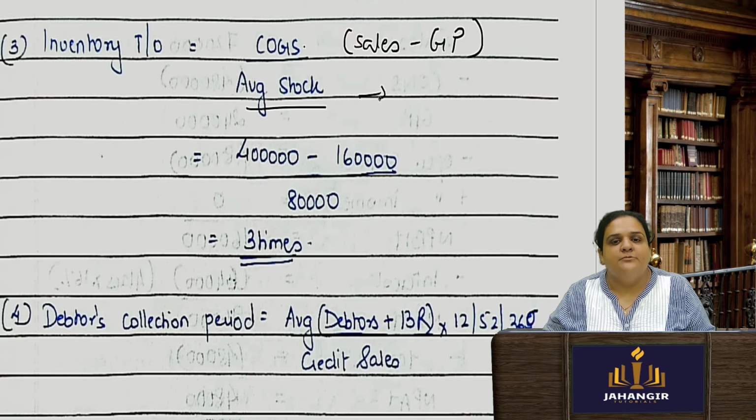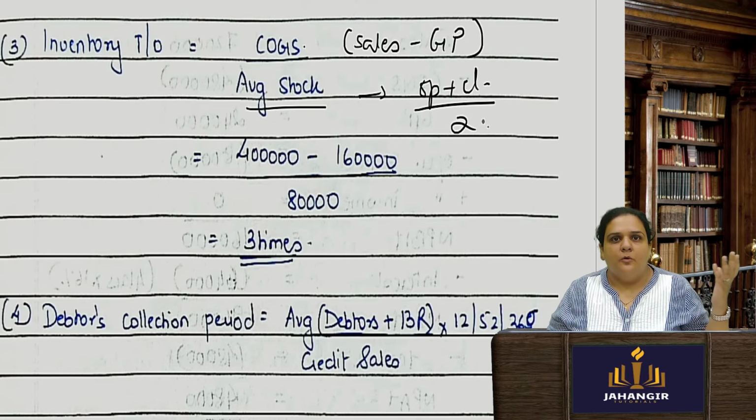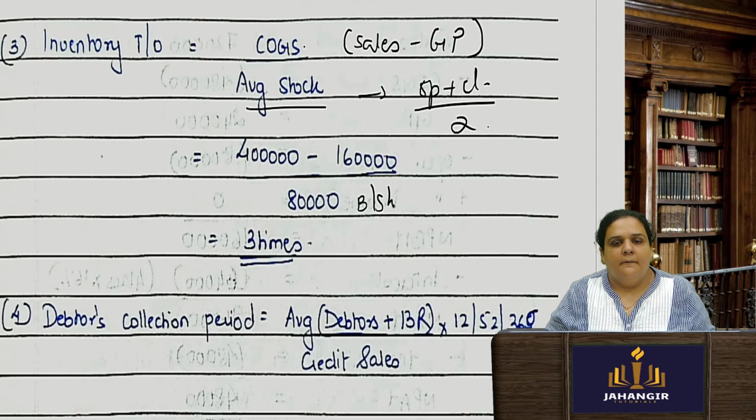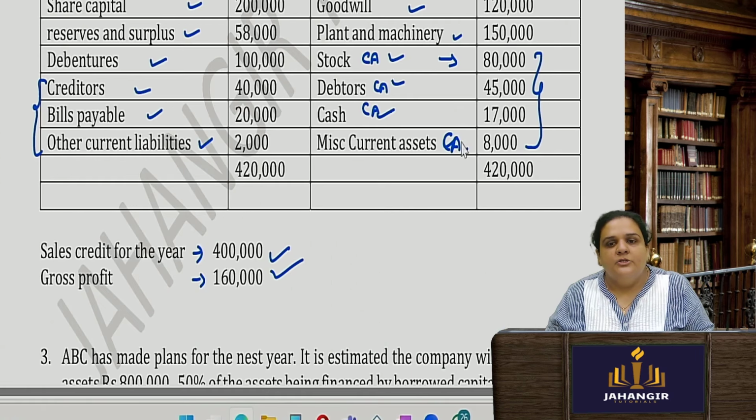Average stock. Average means opening plus closing upon 2. But nothing is given to me. Opening, closing figures are not given to me. So whatever is given to me in the balance sheet, I will take it. Okay. I will take that only. So it is going to be 80,000.